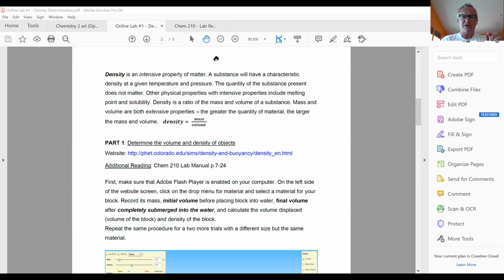So any other questions about intensive and extensive properties? Will you be able to tell the difference? Everyone's got it. Everyone's an expert. I love it, right out of the box.